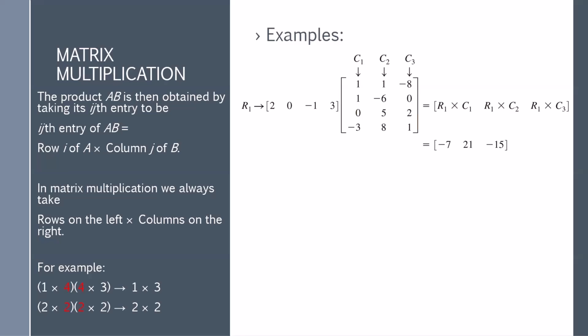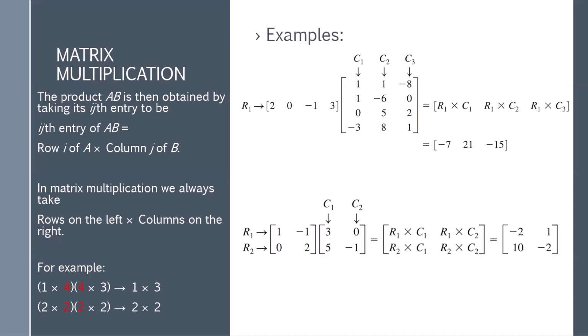Next, we take R1 and we multiply by C2. This will give us the entry in the first row, second column of our final matrix. So 2 times 1, 0 times -6, 5 times -1, and 3 times 8 gives us 21. Lastly, in row 1, column 3, we'll take R1 and multiply by C3. So 2 times -8, 0 times 0, -1 times 2, 3 times 1, add together to give you -15.